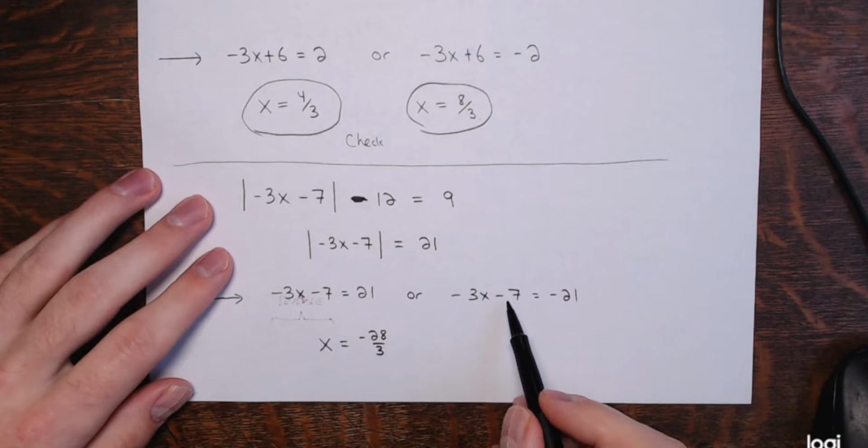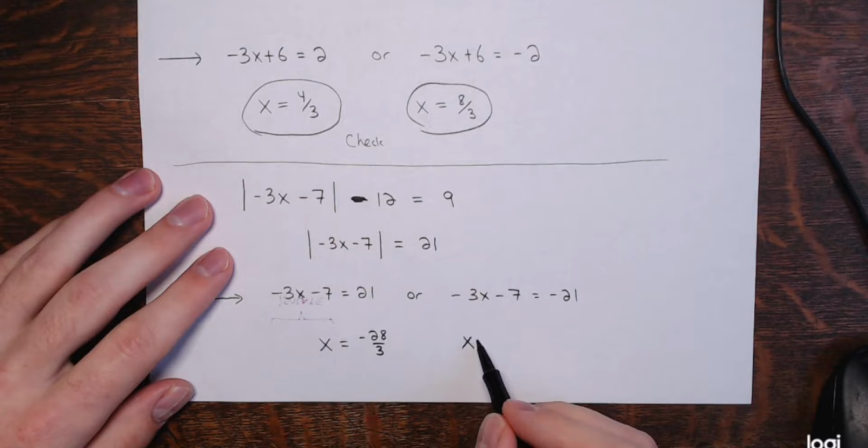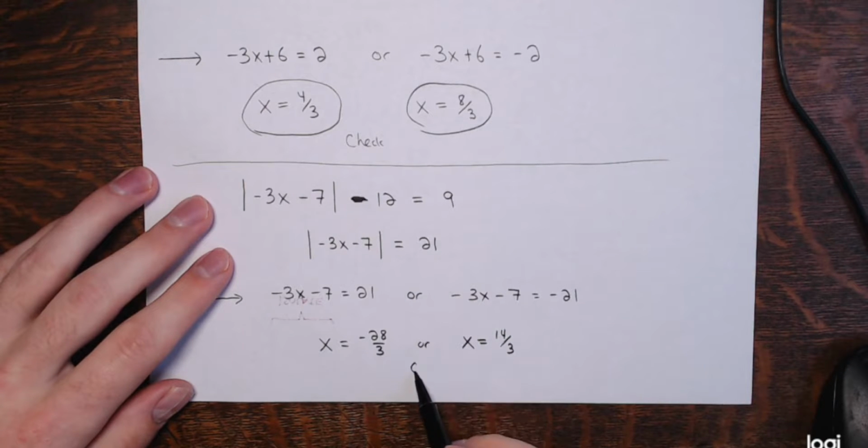Here, if I add 7, I have negative 14 on the other side. Then divided by negative 3 would be positive 14/3. All right, and then again we'll check them.